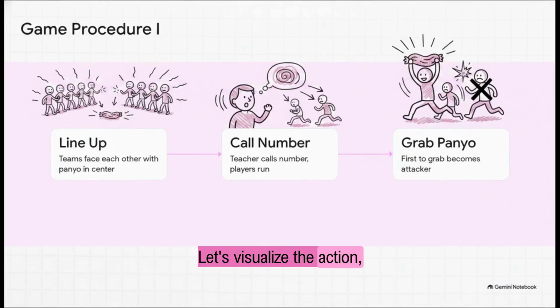Let's visualize the action, shall we? Step 1. Teams line up facing each other with the panyo right in the center. Step 2. The teacher calls out a number and the players with that corresponding number bolt toward the panyo. Step 3, and this is where it gets spicy. The player who grabs the panyo first instantly becomes the attacker, which means the other player is suddenly the defender.